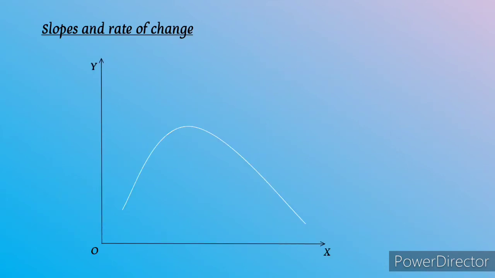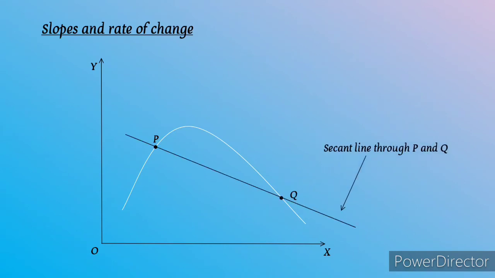So, to define the tangent at any point on the curve, we need a mathematical tool which we have already discussed, which is the concept of limit. Suppose we want to draw a tangent at the point P on the curve. For that, we will take another point Q different from P, and draw a straight line passing through them.